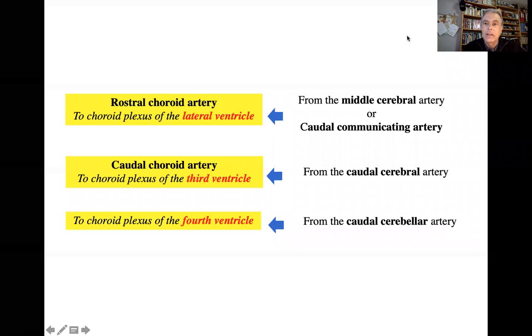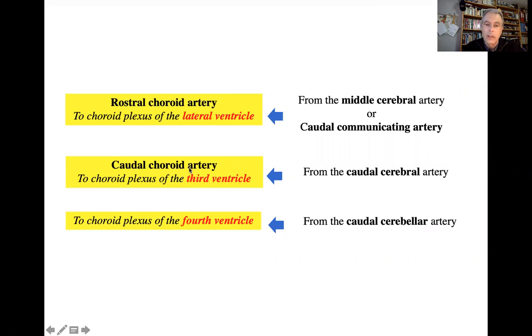So, summarizing, what do we have? Rostral choroid artery, caudal choroid artery, and choroid plexus of the fourth ventricle. The rostral choroid artery supplies the lateral ventricle, and this artery is a branch of the middle cerebral artery or the caudal communicating artery. The caudal choroid artery supplies the third ventricle, and it's a branch of the caudal cerebral artery. And finally, the choroid plexus of the fourth ventricle, and the artery that supplies this plexus is the caudal cerebellar artery.